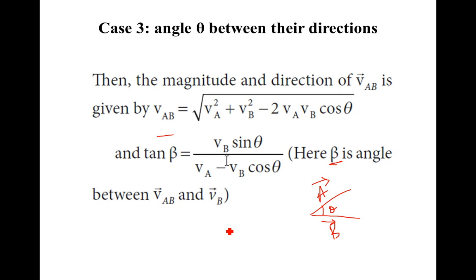This is the same thing we discussed in our cross product formula to find the magnitude and the angle when you have two vectors at some angle.